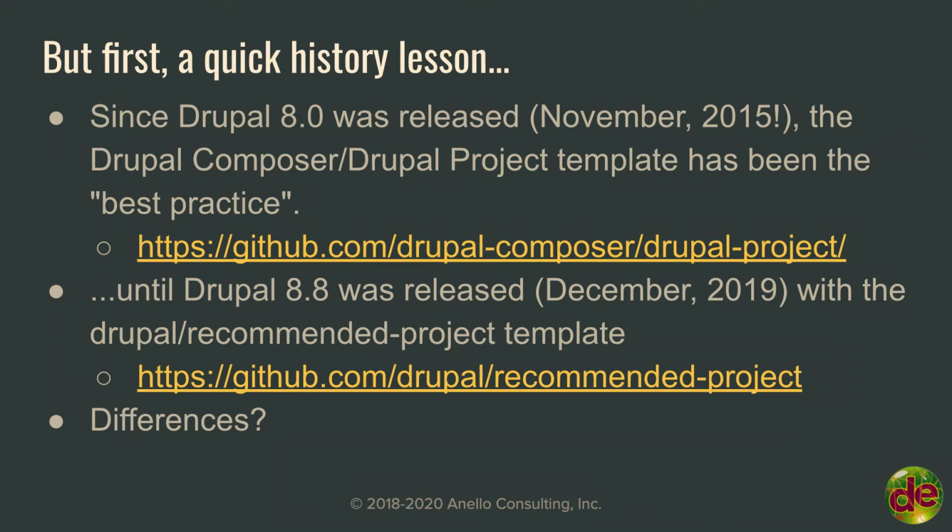For me, and I think a lot of people who use the old template day in and day out, the biggest difference is that the new recommended project template by default has pinned dependencies, meaning the dependencies that you get with Drupal 8.8, regardless of when you install your project, are the versions of the dependencies that were shipped with Drupal 8.8, which means it's the version of the dependencies that were tested with Drupal 8.8. With the older one, by default, you do not get pinned dependencies.